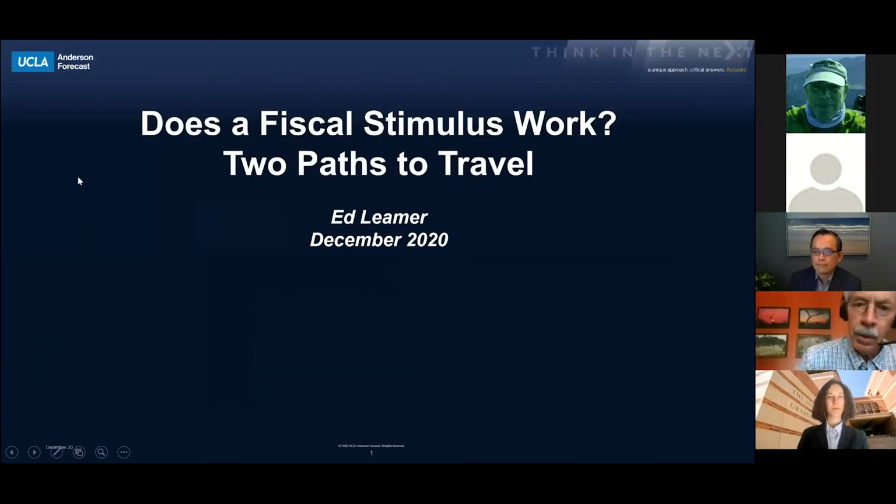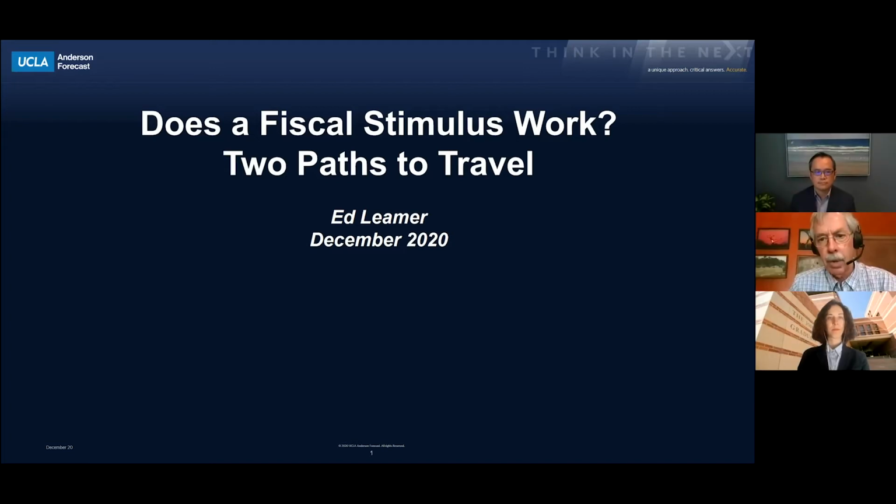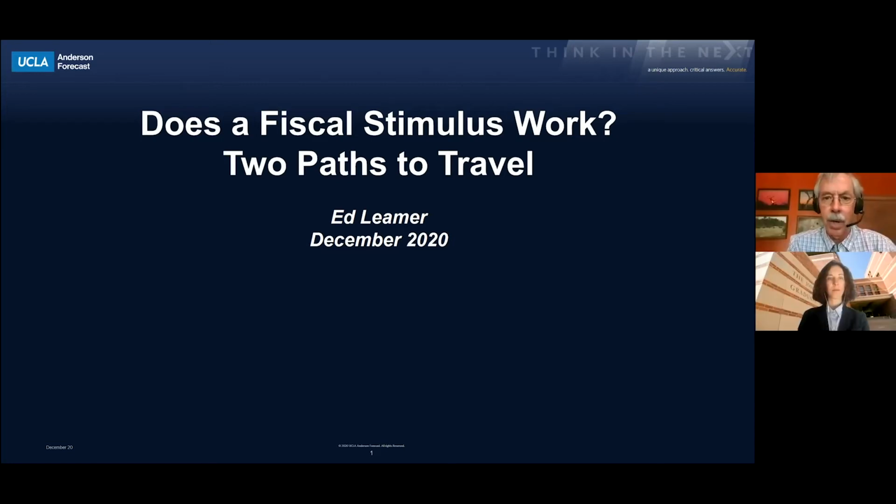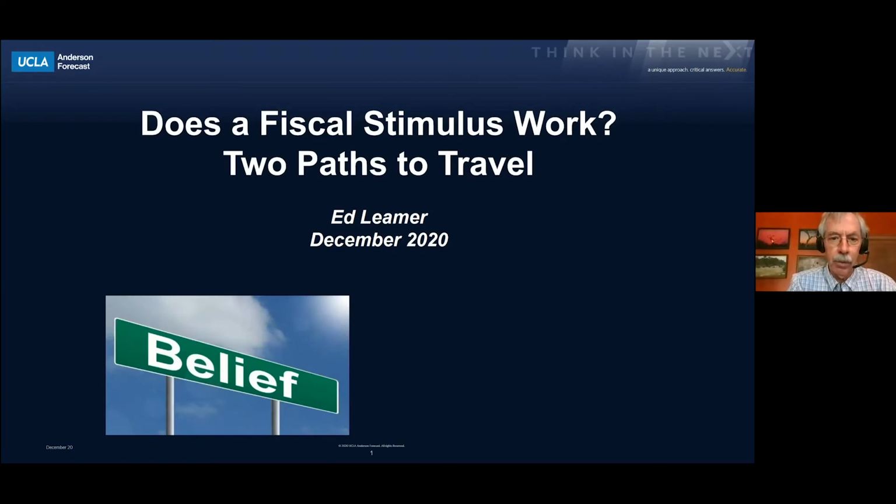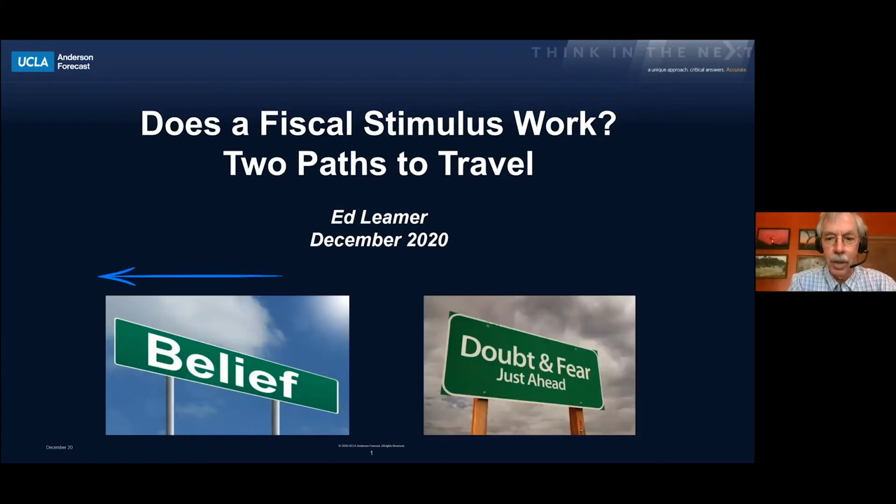Okay, here we go. I'm going to talk about how economists form opinions, but particularly focus on fiscal stimulus, which is such an important issue right now. And I'm going to suggest that there are two ways you can travel intellectually. You can go to the left with belief in fiscal stimulus. You can go to the right with doubt and fear. And economists travel both directions, sometimes changing from one to the other.